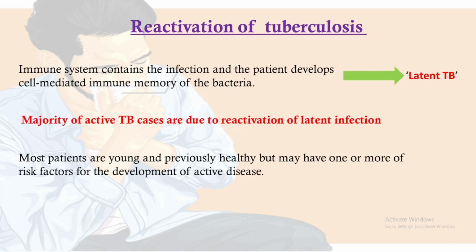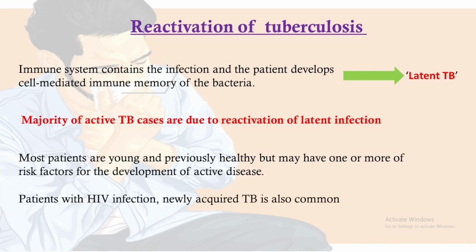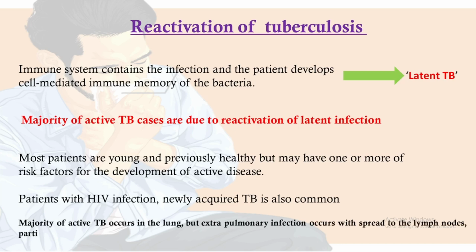In patients with HIV infection, newly acquired TB is also common. The majority of active TB occurs in the lung, but extrapulmonary infection occurs with spread to the lymph nodes, particularly the cervical and intrathoracic chains, where it causes active disease in 20–25%. It also spreads via the bloodstream to more distant sites, such as the brain, bones and skin.